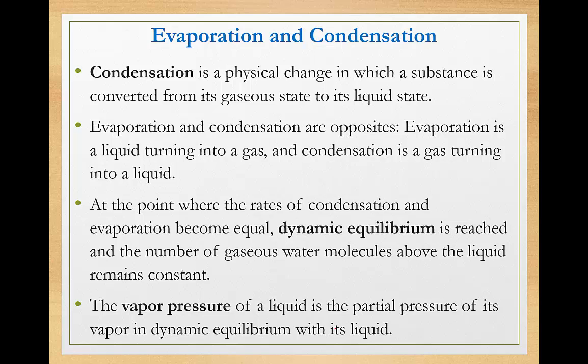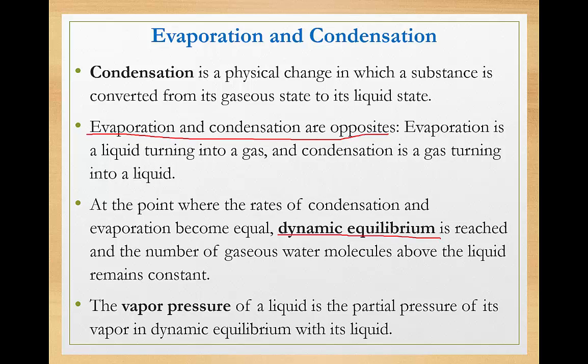Evaporation and condensation. Let's go in the opposite direction. Condensation is the physical change from something in its gaseous state to its liquid state. So evaporation and condensation are opposites. Evaporation is going from liquid to gas, condensation, gas to a liquid. Now, at some point, the rate at which these are occurring becomes equal. So the number of gas molecules that are condensing down into a liquid is equal to the number of liquid molecules that are escaping and becoming a gas. When you reach that point, you have reached what is known as dynamic equilibrium.